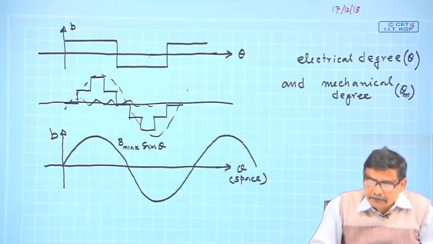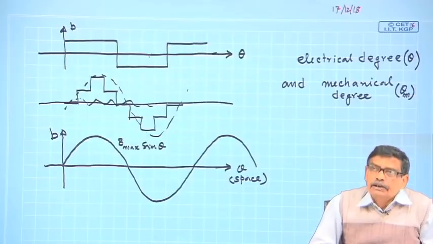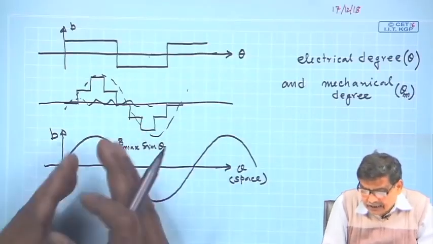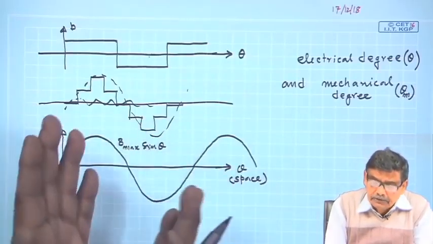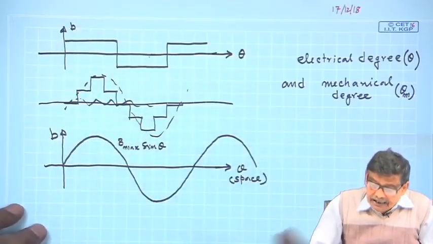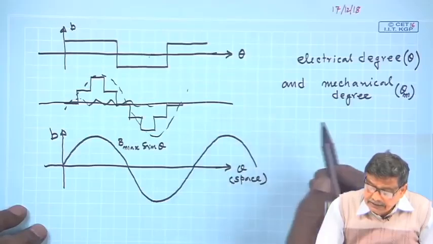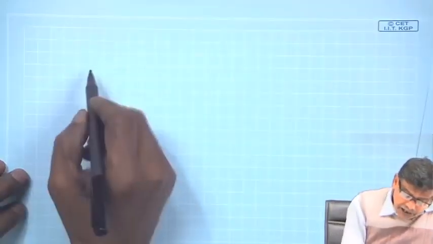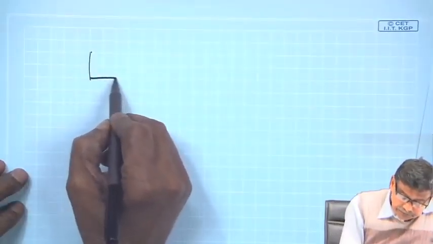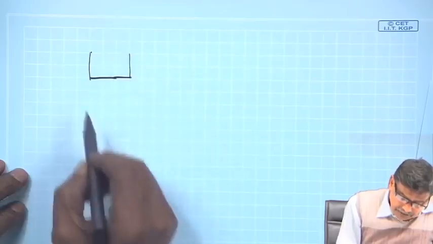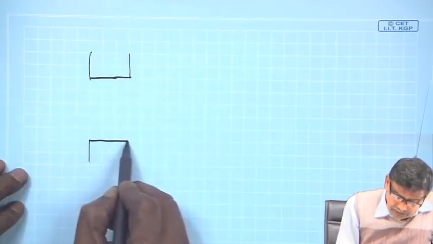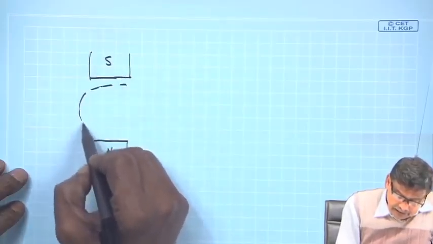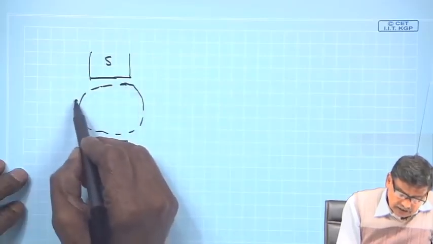Angle is angle. The angle we know of, the geometrical angle, that is the mechanical angle. With a protractor I can measure the angle between 2 straight lines like that. But then why is it necessary to introduce another angle theta e? Let us try to understand. Suppose you have a 2-pole structure. I will roughly draw. This is suppose north, this is suppose south, north, south, okay. And you have a single conductor.